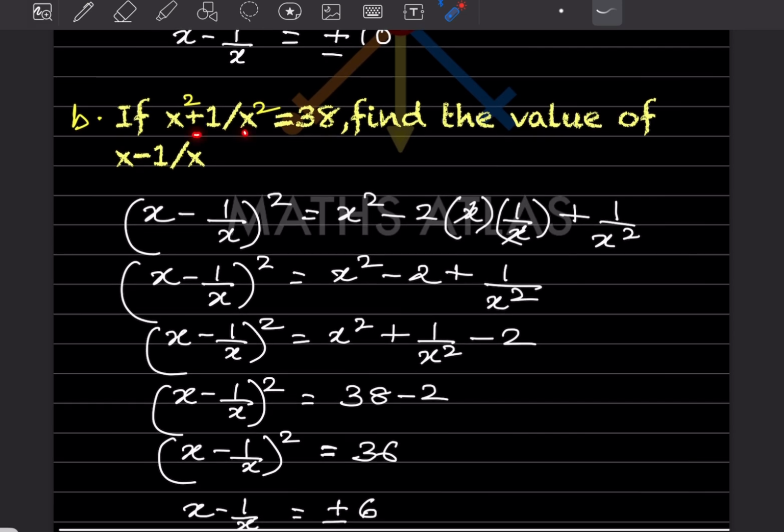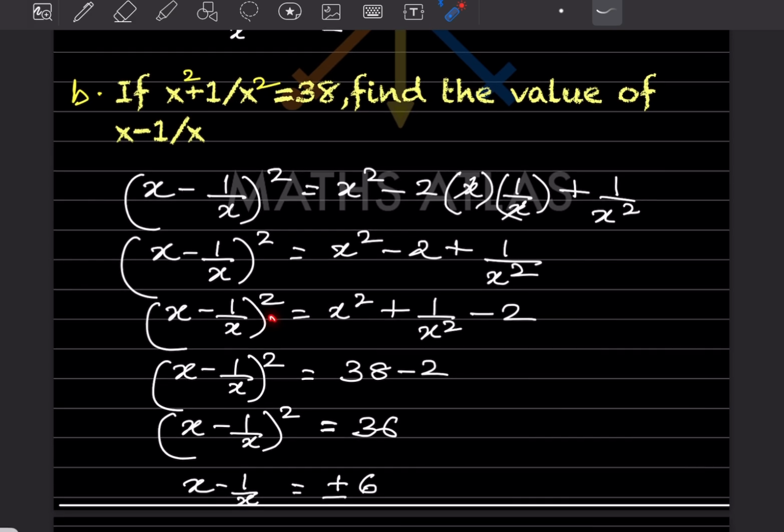x square plus 1 by x square is 38, and you have to find the value of x minus 1 by x. So now we can start with this one, that is a minus b whole bracket square, which will be a square minus 2ab plus b square. So this is the same, this and this get cancelled for this term. We can also write one step here, or rearrange here itself. So I have added one step. Same thing is here.